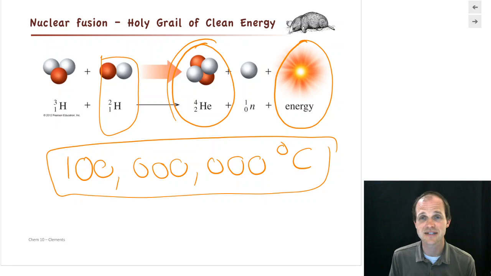But there's also a chance it'll never work. And that's the thing about science, is you never know if something's going to work. But you try and try and try until you either prove that you can or prove that you can't. So that is our foray into nuclear chemistry.